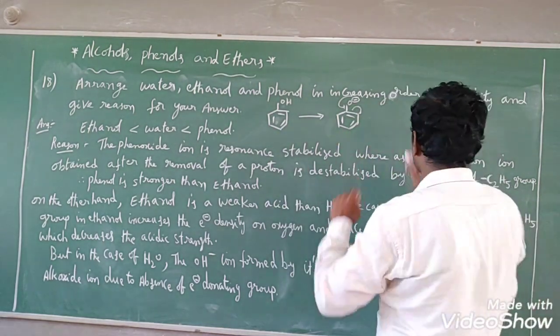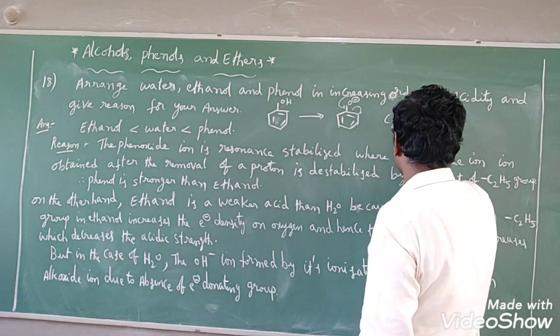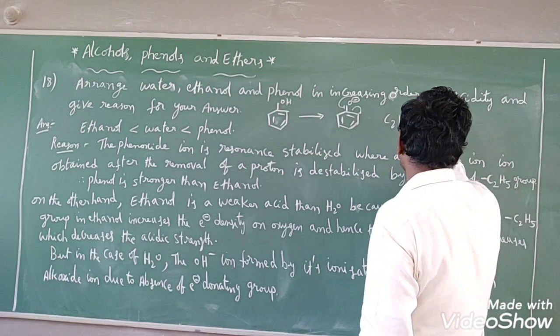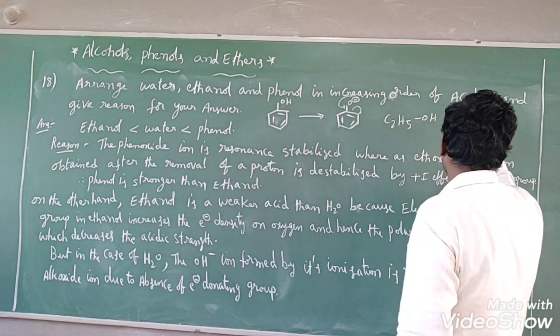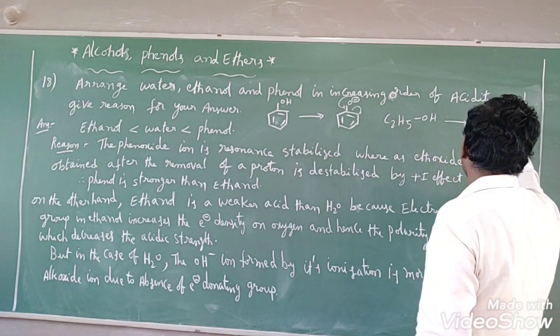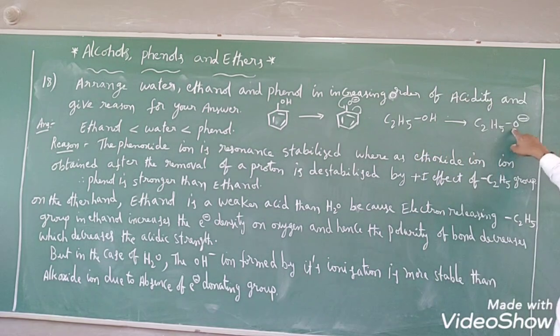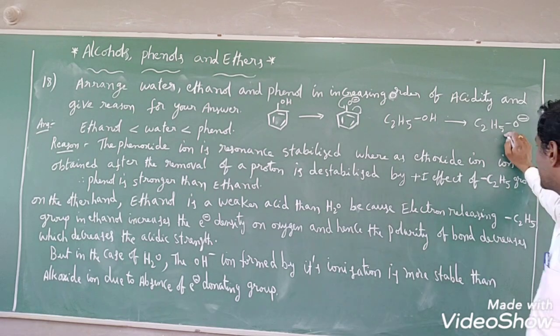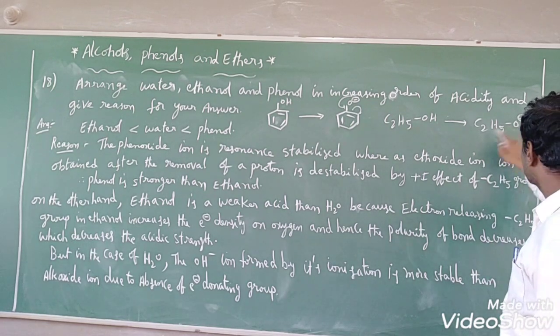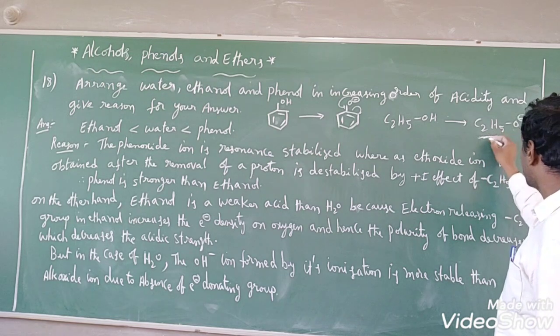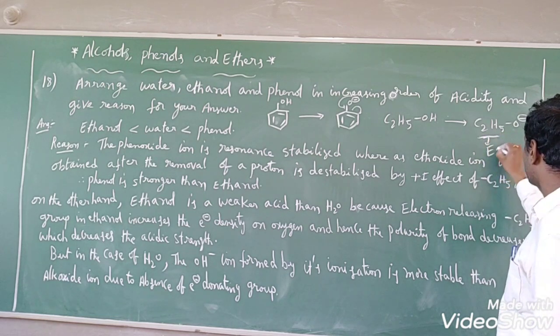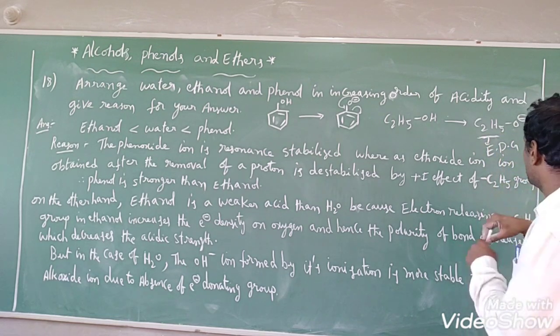Whereas coming to ethanol, we know that the formula is C2H5OH. After removal of H plus ion, we get the ethoxide ion. Here the ethoxide ion is not a resonance stabilizer. That too, in the ethoxide ion, the ethyl group is an electron donating group. Electron donating group. That means what?